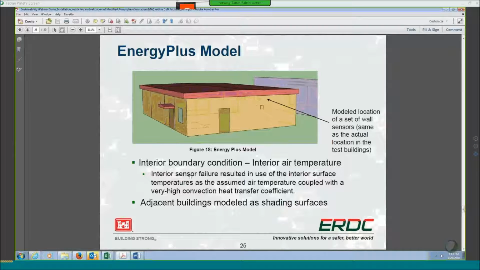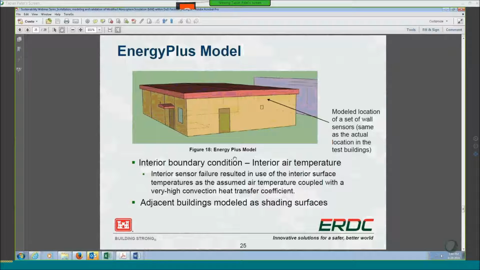Our interior boundary condition was the interior air temperature. Ideally, we'd like to feed EnergyPlus the interior air temperature and have it calculate the heat fluxes. However, as I mentioned earlier, we did not have that luxury in one of our facilities because the interior sensor had failed. We do have some thermostat data that we'll feed back into it, but we're still working on that.